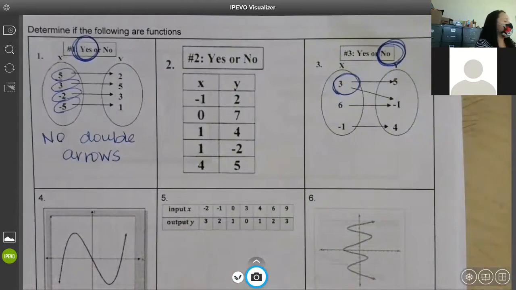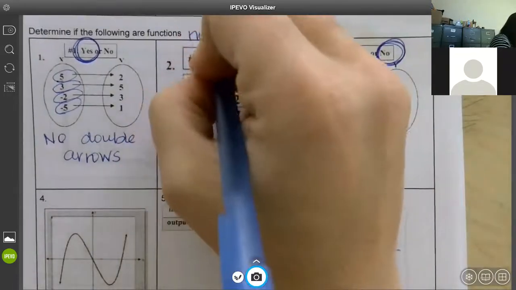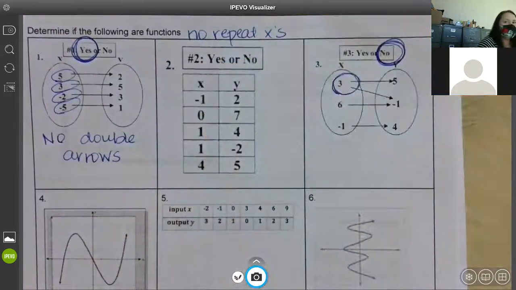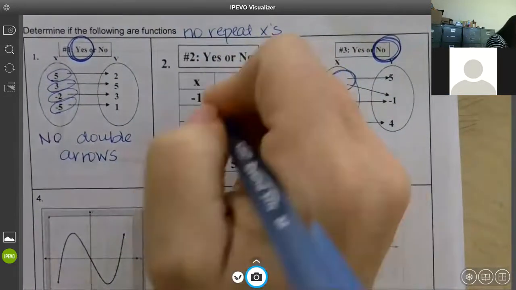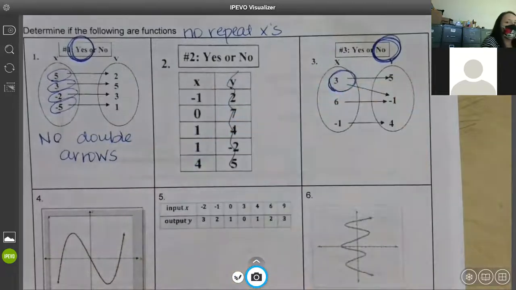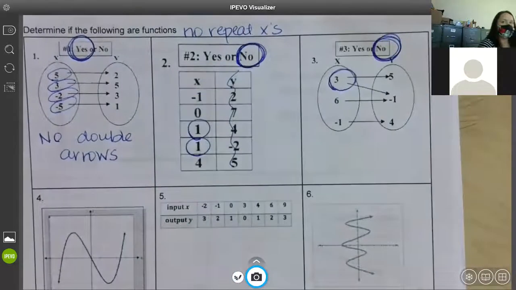All right, let's look at our two tables and then we'll check out our graphs, okay? Two tables. Remember, no repeat x's for your table. You're going to look at all of your x's. We don't care about y's, just our x's. Do you see any that are repeated? Yes, one. You are correct. So this one is not a function.